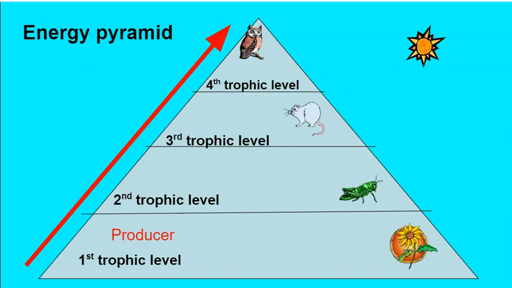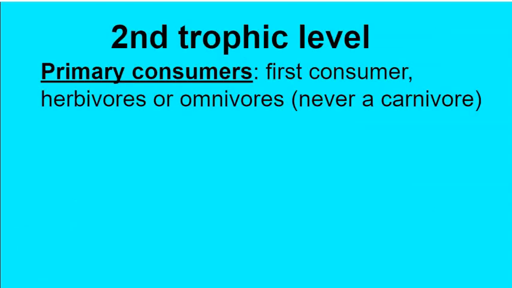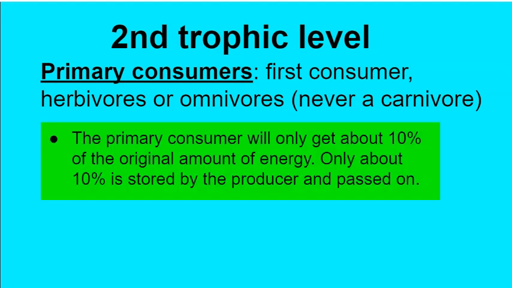Okay, so the producer level has 1,000 kilocalories. That second trophic level is the primary consumer, right? The grasshopper. At that level, you have herbivores or omnivores, never a carnivore. It's eating a plant, so it's got to be an herbivore or omnivore. The primary consumer will only get about 10% of the original amount of energy. Only about 10% is stored by the producer and passed on.